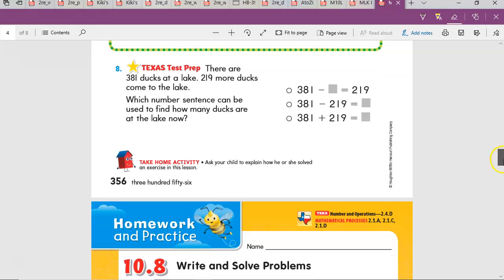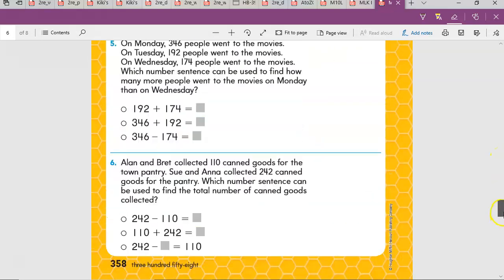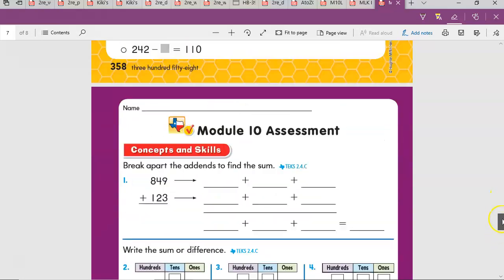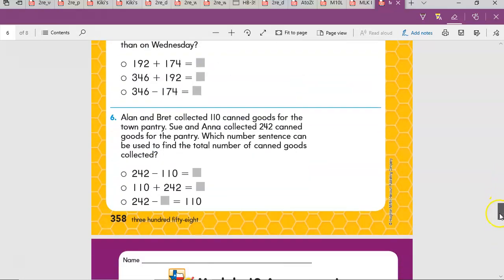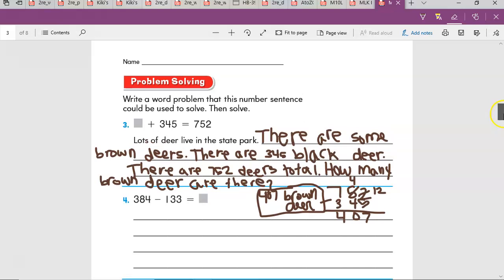We're going to do together, 356 through 358 is on your own. No, you're not doing the purple page today. You're only doing up to the yellow page, 358.